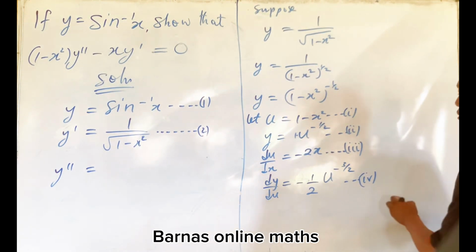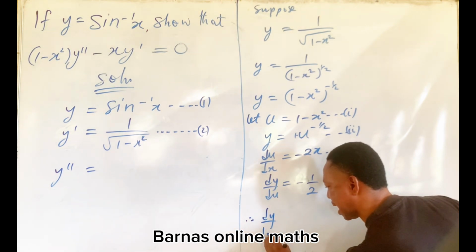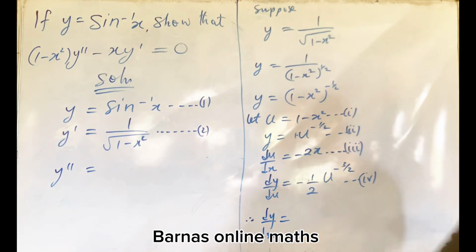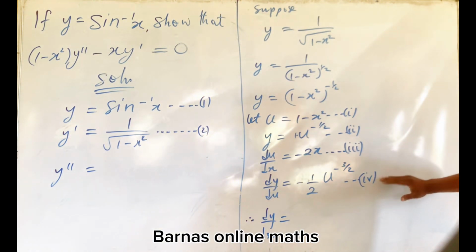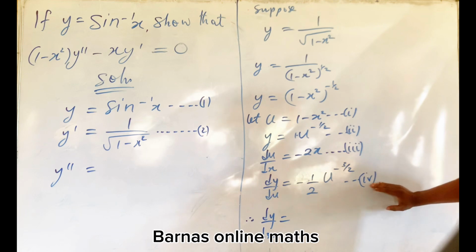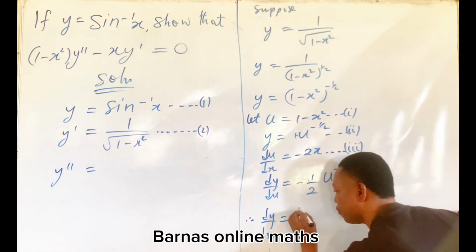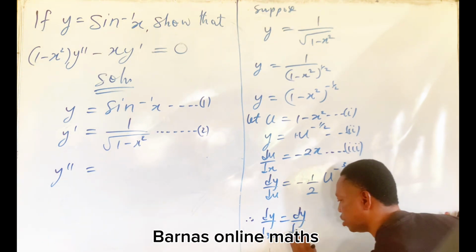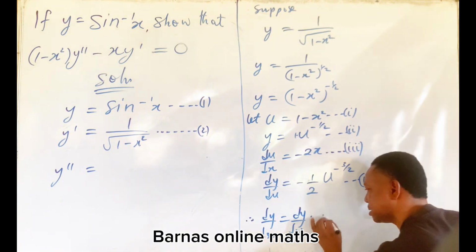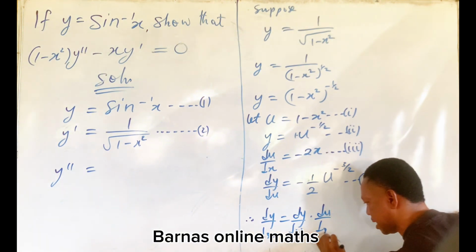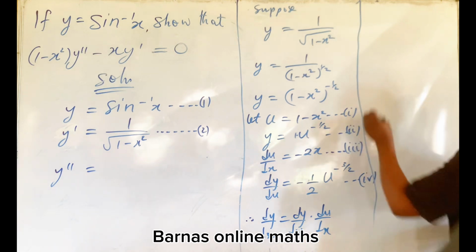When I say therefore, our dy dx will be equal to the product of the last two equations, and the last two equations are 4 and 3. That's equation iv and the ii. Their product becomes: we have dy du times du dx.